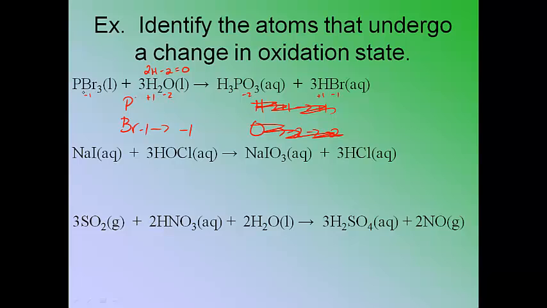So here, I have 3 Brs, which would give me a total of -3 for the Br, meaning that phosphorus must be +3 to start. Now I come over to the other side, and I say, okay, well, the oxygens are -6, because there's 3 of them, and they're each -2. Hydrogens are +1 each, so that gives me a +3 hydrogen. So I've got 3 plus phosphorus -6 is equal to 0, meaning that phosphorus must be +3, and guess what? Nothing underwent a change in this first one, so your answer would be none.